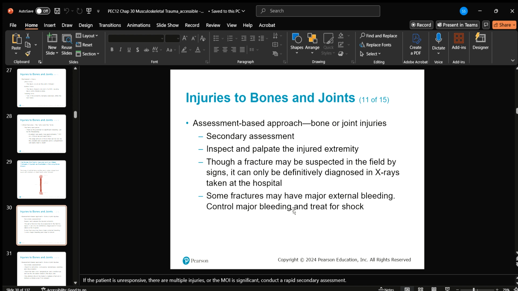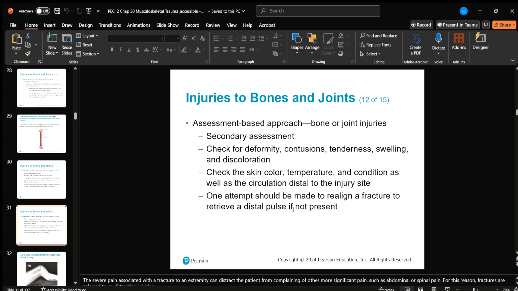All right, so bones or joints. We can only suspect fractures unless they're obvious, that is, they are poking through the skin, as in an open fracture. Some fractures may have external hemorrhaging, all right? So bleeding and shock control is always going to be important. For a fractured femur, throwing on a tourniquet and then providing shock control is going to be very, very important. All right, so deformities, contusions, tenderness, swelling, and discoloration.